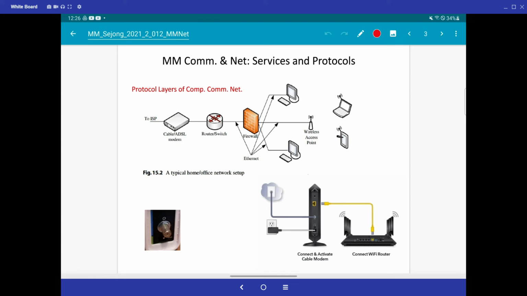See, what is this diagram? This diagram shows how our simple home or office network setup looks. Maybe it's better to start from here. You are perhaps most familiar with this kind of Wi-Fi router that you use every day, right?